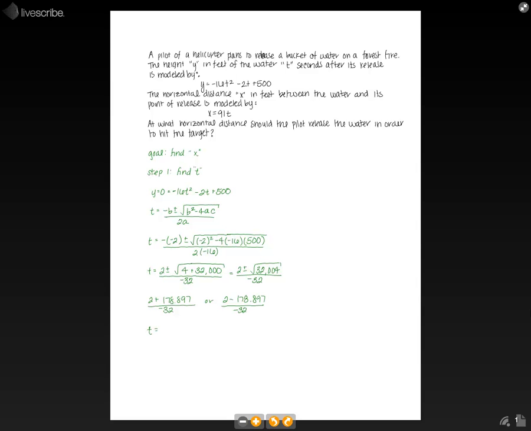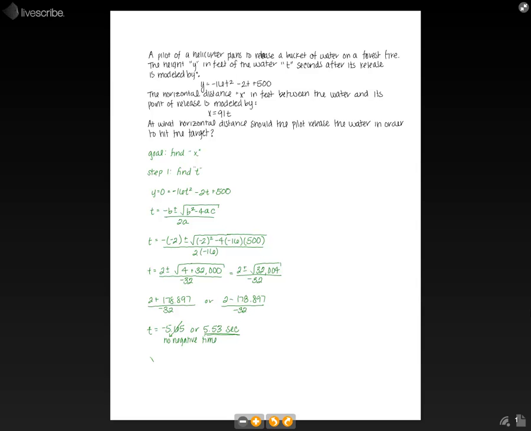So t is equal to negative 5.65 or 5.53 seconds. Alright, so we don't even need to worry about this negative 5.65 because there's no negative time. So that doesn't make sense in the context of the problem. So now we know that we have t, which is equal to 5.53 seconds, which means that it takes the water 5.53 seconds to hit the ground from when it's released.